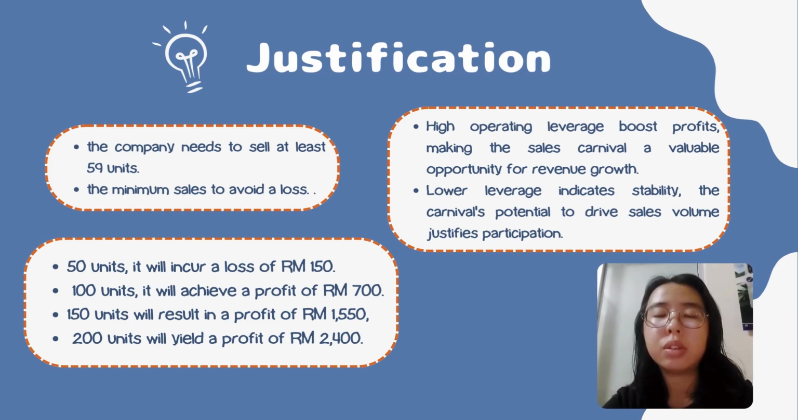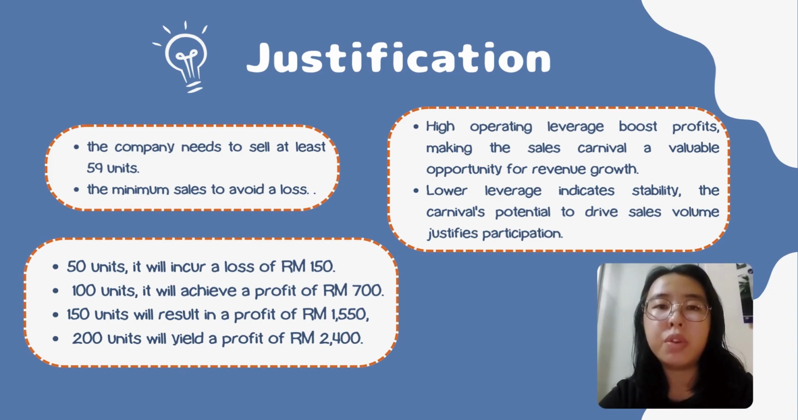Second, the profit analysis at various sales volumes indicates that if the company sells 50 units, it will incur a loss of 150 ringgit. However, if the company sells 100 units, it will achieve a profit of 700 ringgit. Selling 150 units will result in a profit of 1,550 and selling 200 units will yield a profit of 2,400 ringgit. Consider the expected sales volume range of 50 to 200 units. The analysis clearly shows that selling only 50 units will lead to a loss. On the other hand, selling 100 units or more will result in a profit, demonstrating the importance of reaching higher sales volume to ensure profitability.